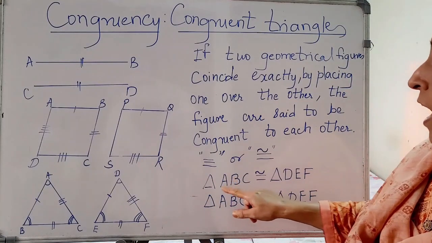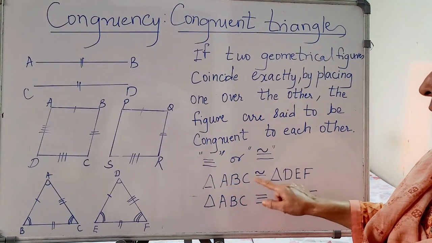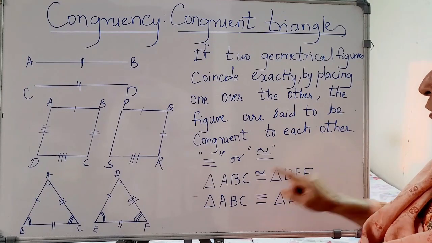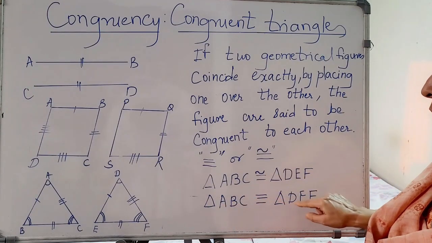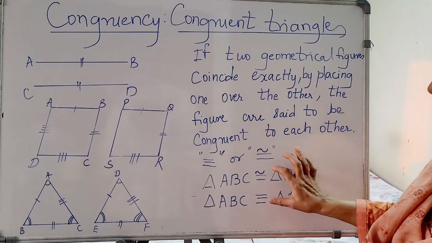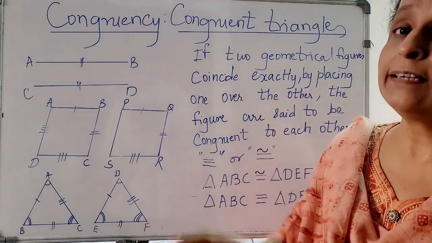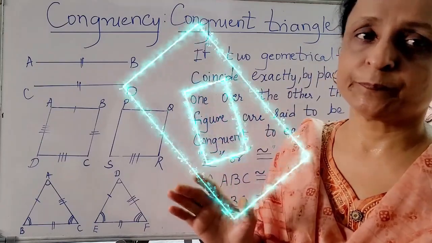Now this triangle ABC is congruent to triangle DEF. Triangle ABC congruent to DEF. These are the symbols which show that they are congruent to each other.